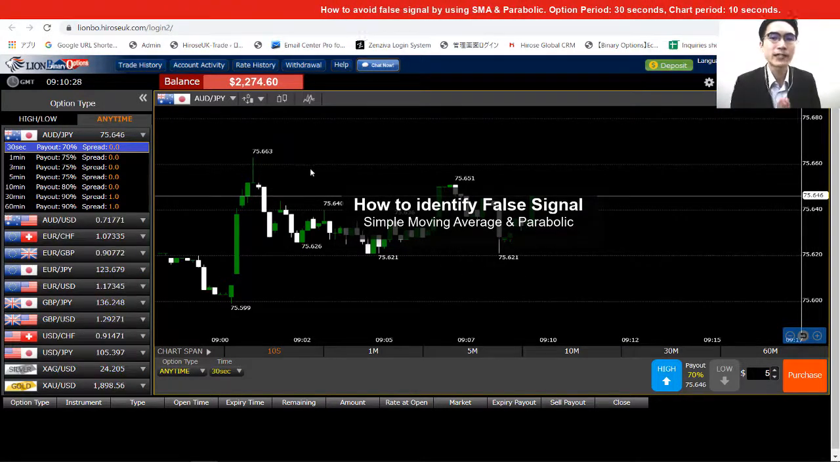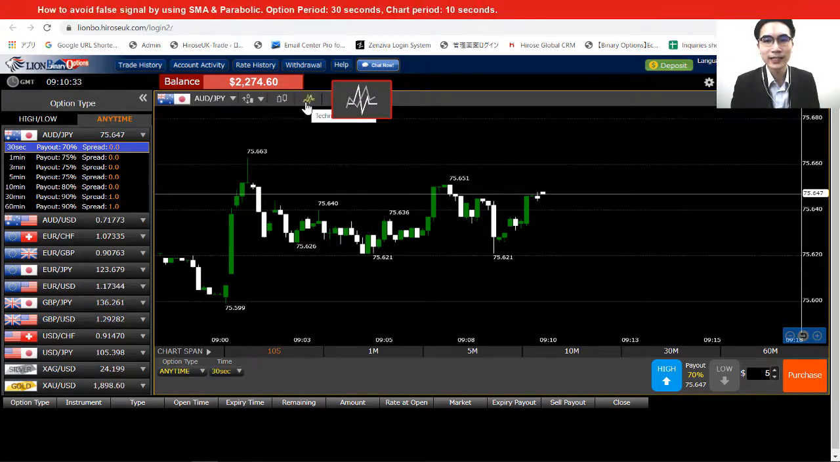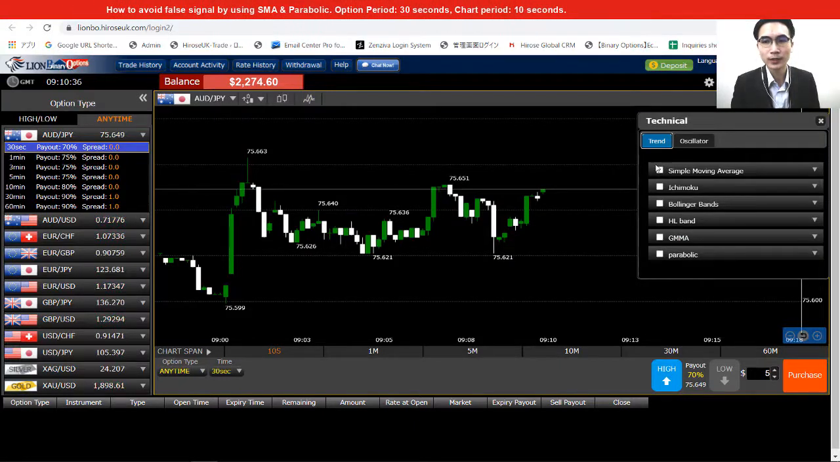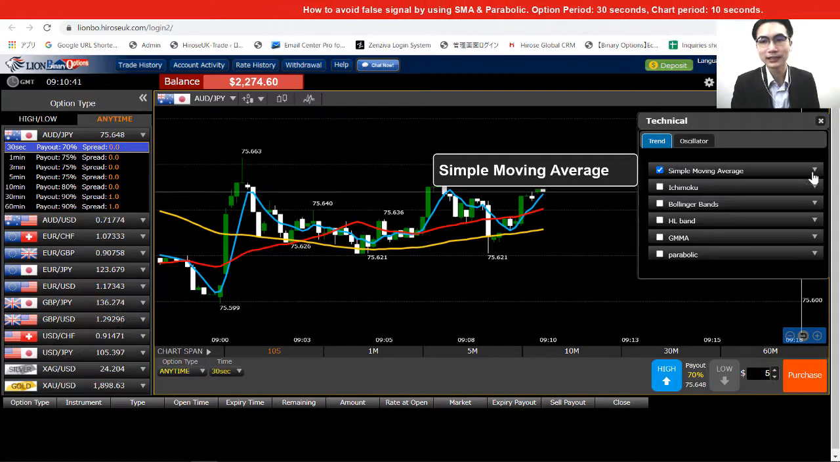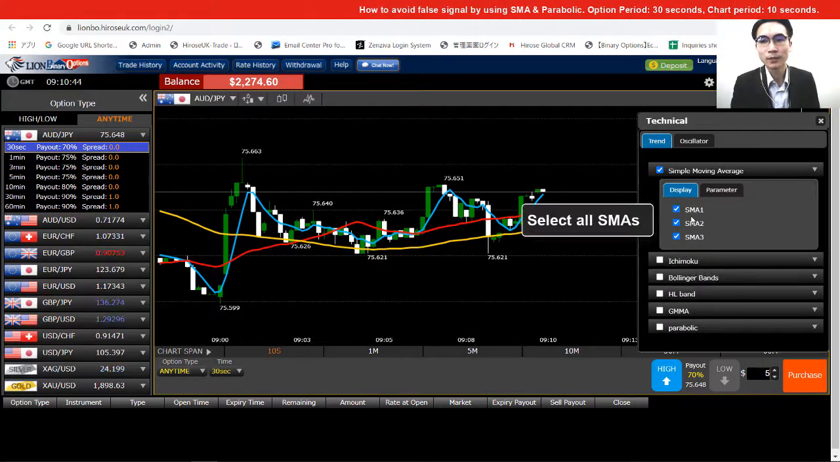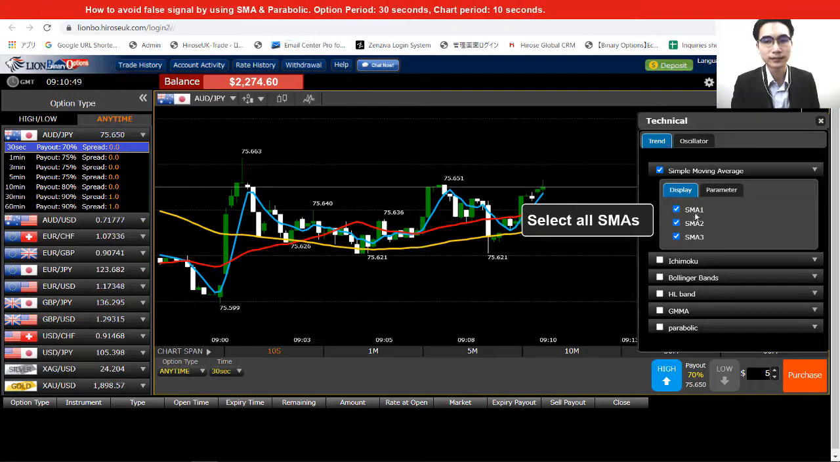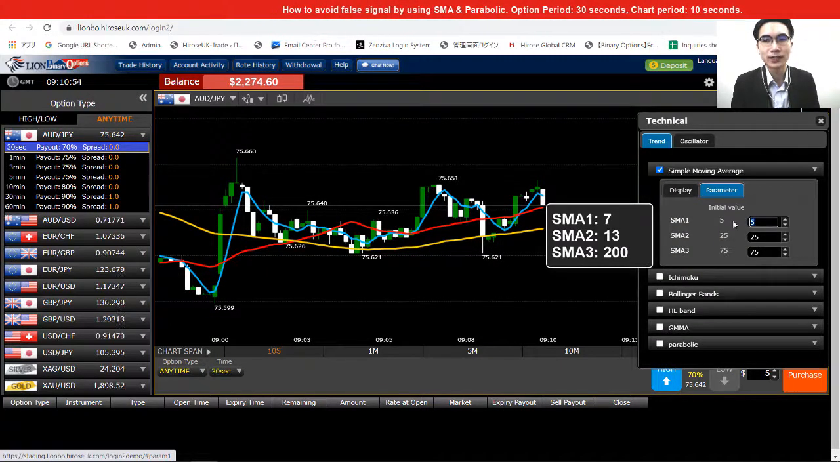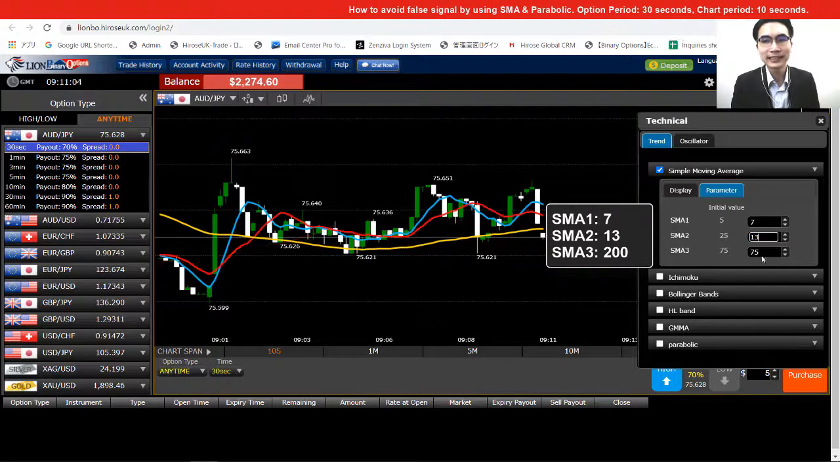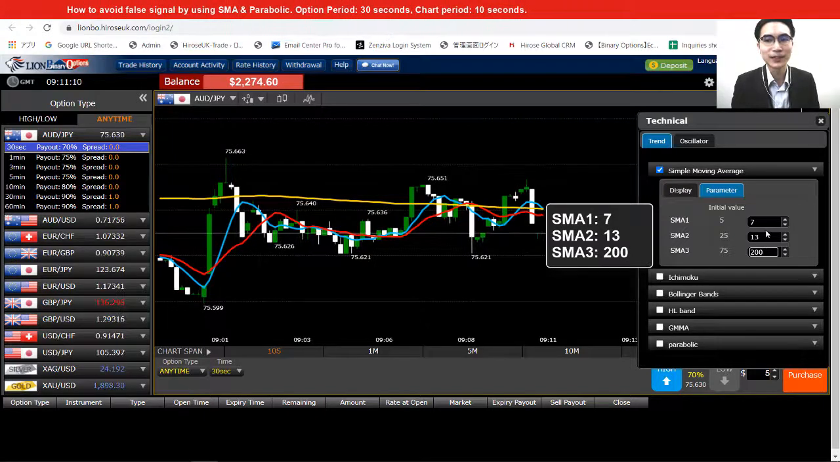First, of course, let's set up the technical indicators. Go to technical indicator. We will go to simple moving average, put a tick right there. Next, just open the drop down, and make sure that all three of the SMAs are selected, and then we'll go to parameter. For parameter today, we are using 7, 13, and 200. So again, SMA1 is 7, SMA2 is 13, SMA3 is 200.